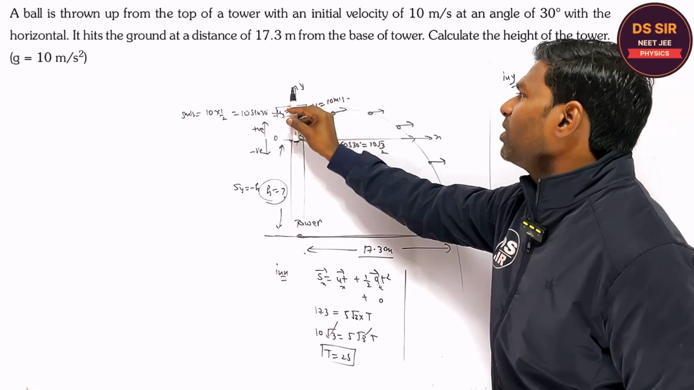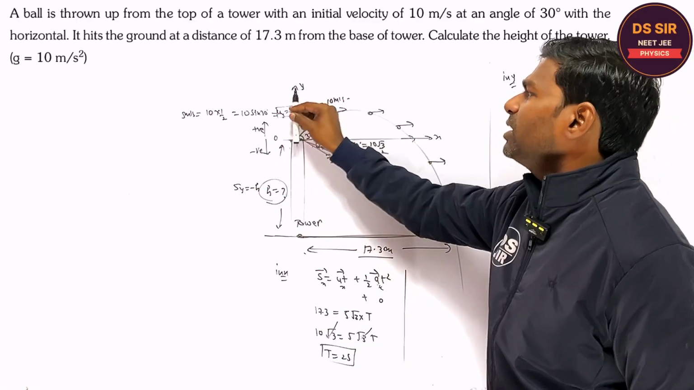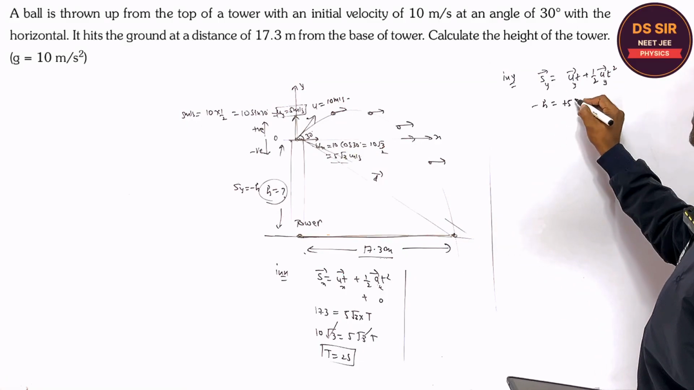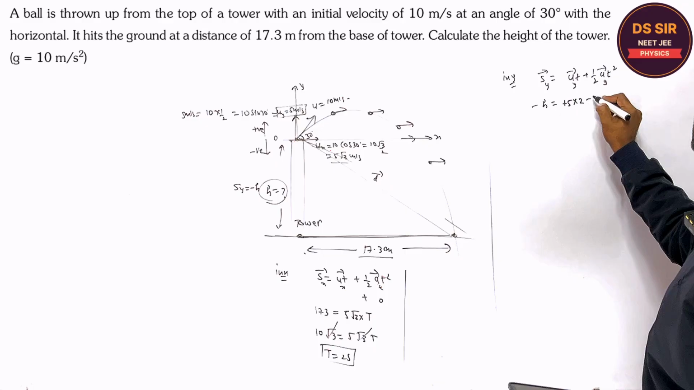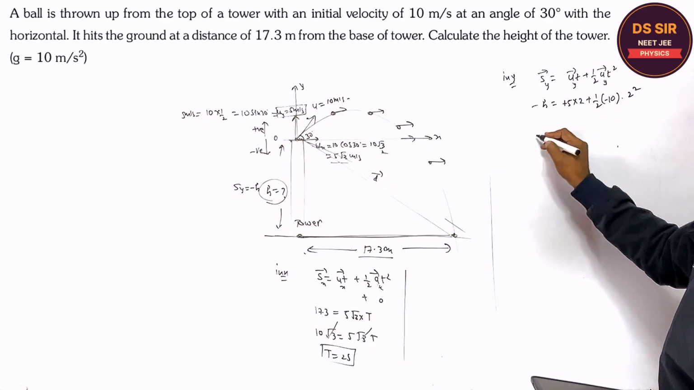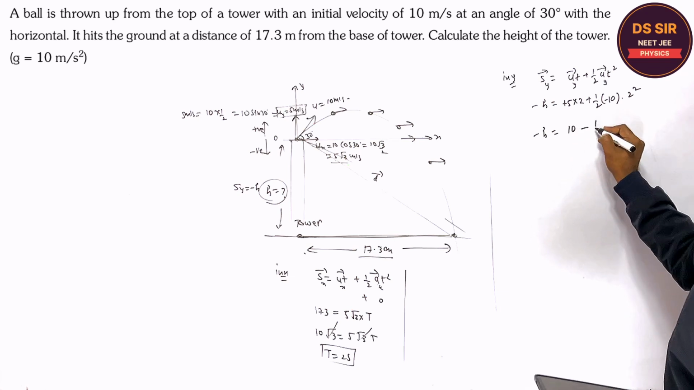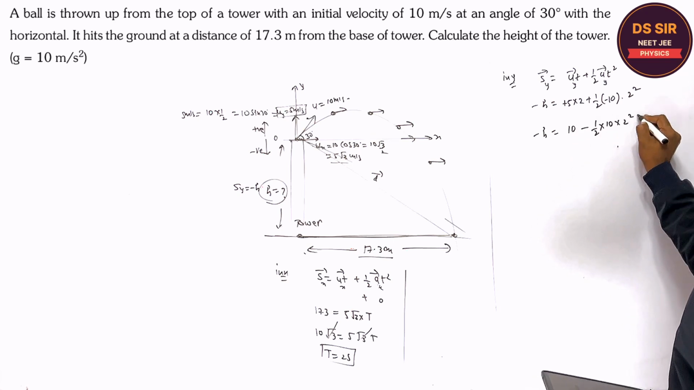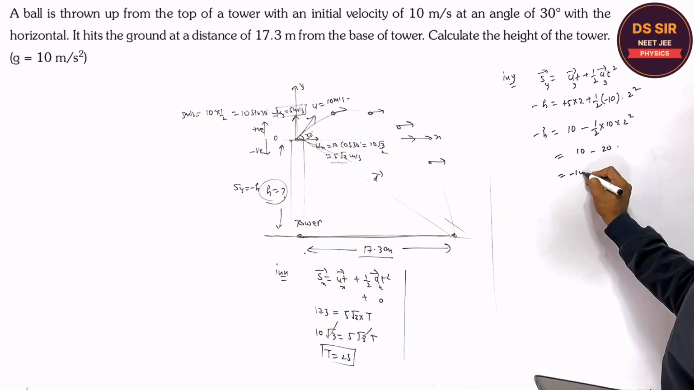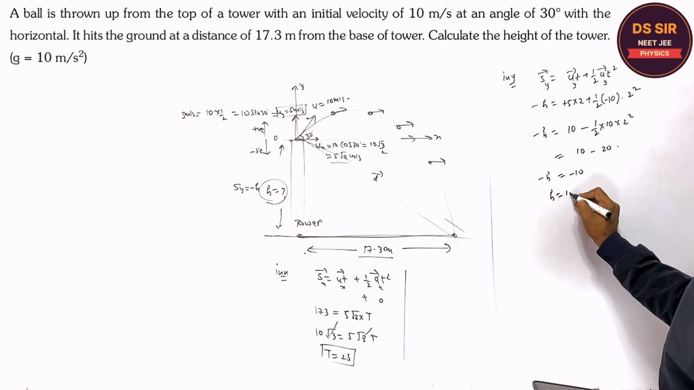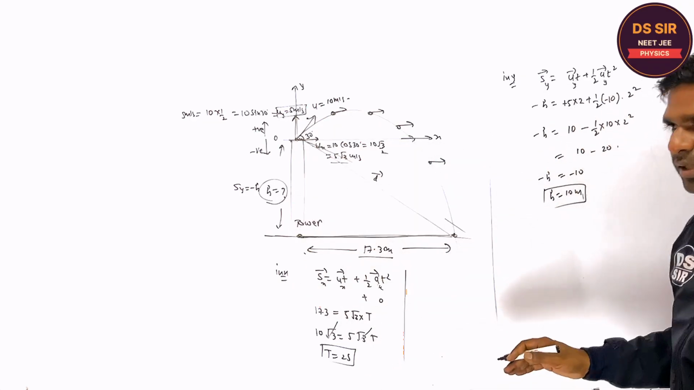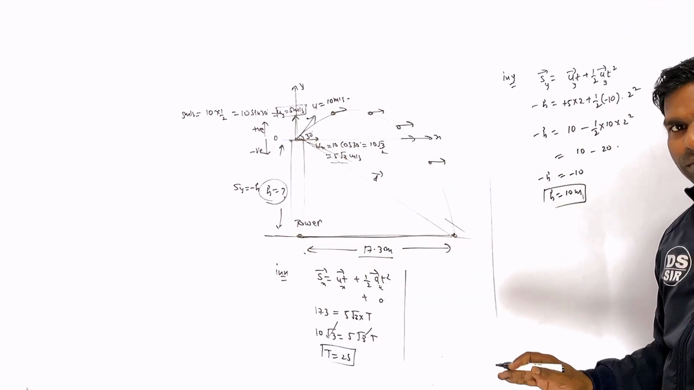What is the vertical velocity? It is 5 meter per second. It is in upward direction, so it is plus 5. What is the total time? We have found the acceleration g downward, and the total time is 2. So minus h is equal to 10 minus 10 into 2 square. So 10 minus 20 is equal to minus 10. So the value of h is 10 meter. So the height of this tower is 10 meter. Is it clear or not? Copy this.